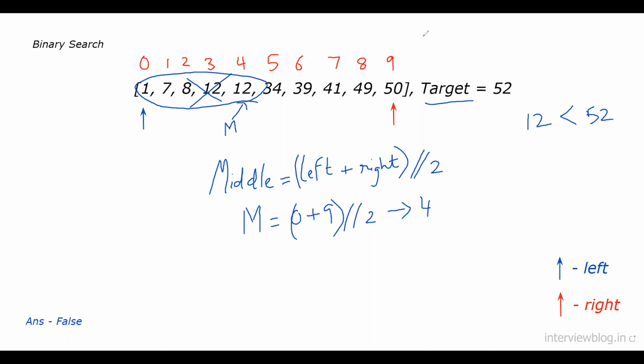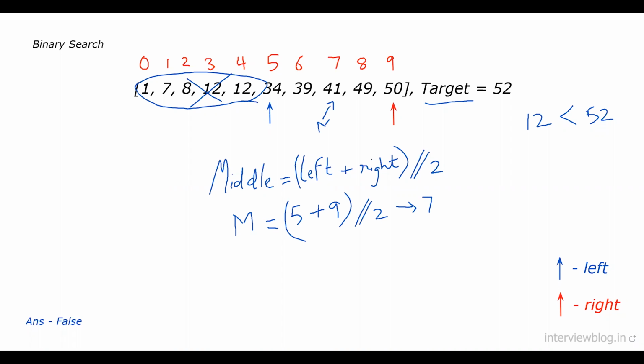So how will we eliminate? We'll be eliminating by saying that our left index is now middle index plus 1. That is 4 plus 1, 5. So our left index will now point to the fifth index of our given input array. Now we will again recalculate our middle index as our left index, which is now 5, plus our right index, rounded and divided by 2, which will give us 7. So now our middle index will point to the element that is present in the 7th index.